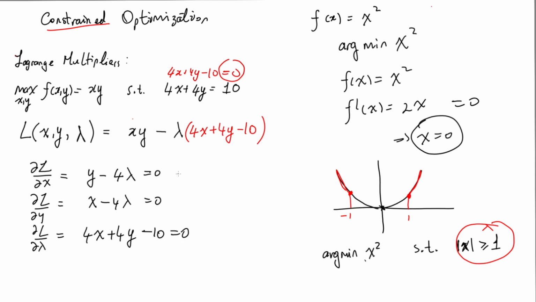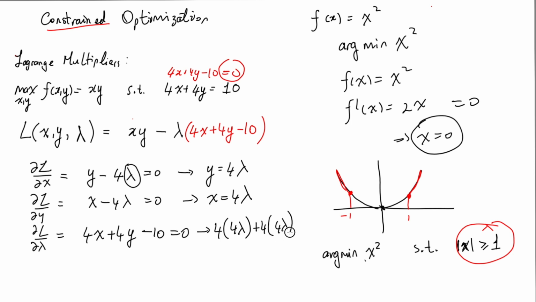Now we can rearrange and try to figure out the value of lambda. This one gives us y equals 4 lambda. This one gives us x equals 4 lambda. If I plug in the y and x values into this equation, I get 4 times x, which is 4 lambda, plus 4 times y, which is 4 lambda, should be equal to 10, which is the same as saying 16 lambda plus 16 lambda is equal to 10. So lambda is equal to 10 over 32.